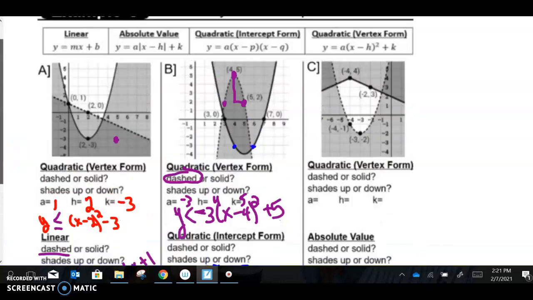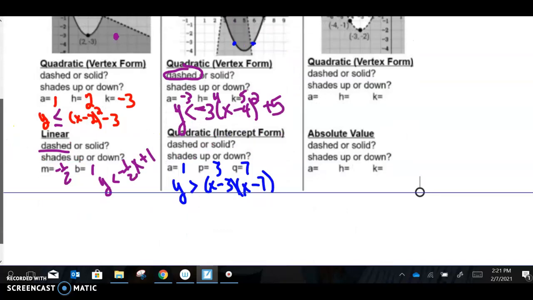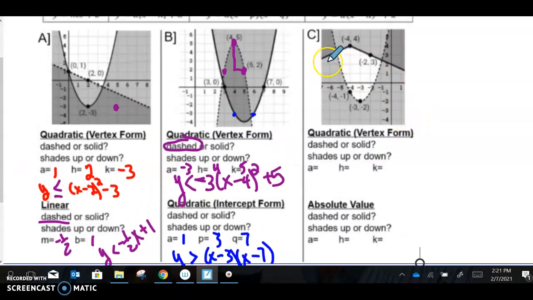I gave you the forms up here. Here it is. Intercept form is x minus one of the x intercepts times x minus the other x intercept. Okay. And the last one looks like an absolute value and a quadratic. We'll do the quadratic first.